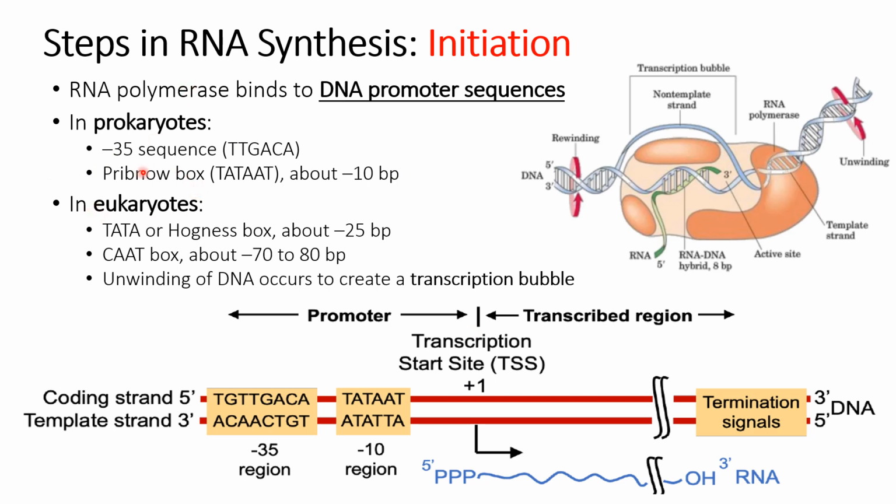So sa prokaryotic cells, the Pribnow box, but for eukaryotes, we have what we call the Hogness box, which is about negative 25 base pairs from the transcription start site. We have the CAAT box, which is about negative 70 to 80. Okay? So iba-iba, no? Iba-iba ng promoter sequence. But then, the RNA polymerase always makes sure to look for this first para makita niya yung transcription start site.